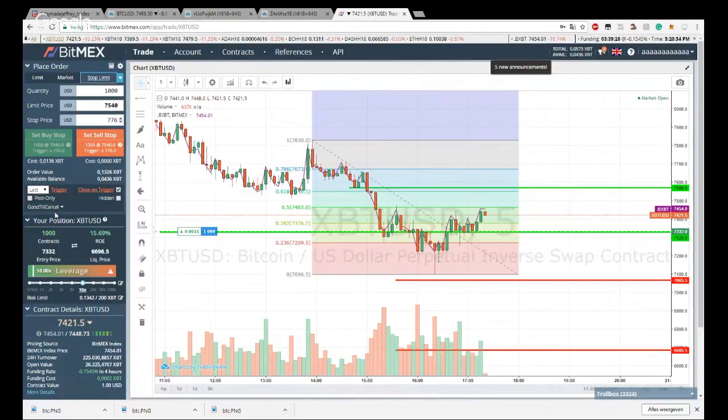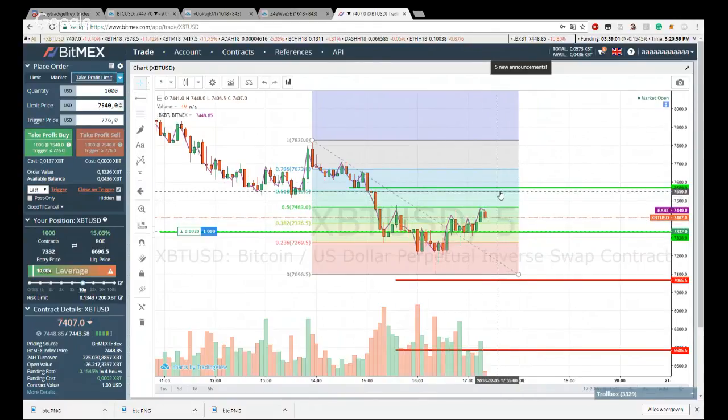I don't know if this is actually possible on BitMEX. Take profit limit. There we go. You can see there's a couple of different stop limits. I'll get into each one right now, just so we have it done. This is the take profit limit. Very good to use sometimes.